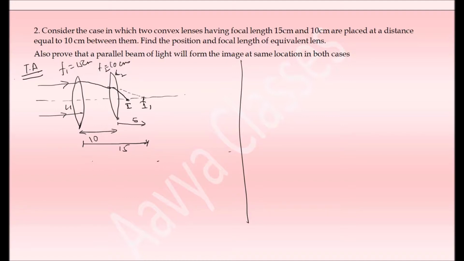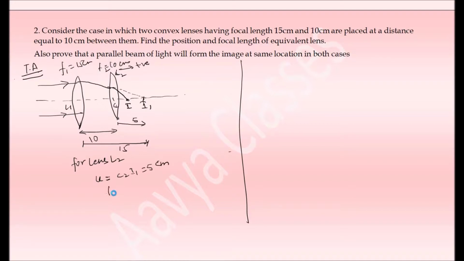So first we will apply the formula for lens L2. U is the object distance, and as the direction of the incident light ray is taken to be positive, this direction will be positive. Suppose this is the optical center C2, so the object distance is equal to C2I1, and the value of C2I1 is 5 centimeter.